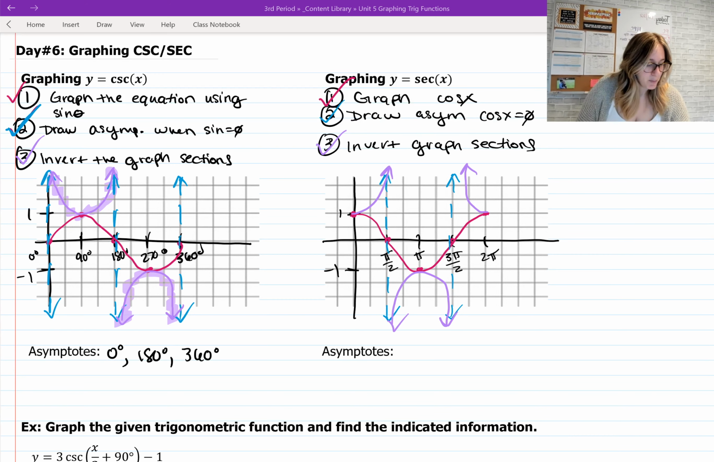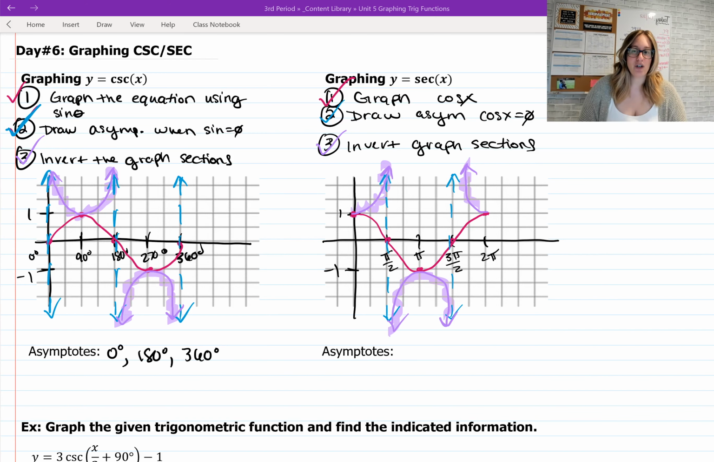So guess what? That purple part, this piece right here, that's our secant graph. Cool. That's it. That's all I have to do. So if you can graph sine and cosine, you can graph cosecant and secant.